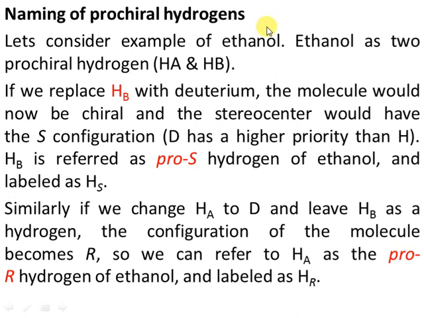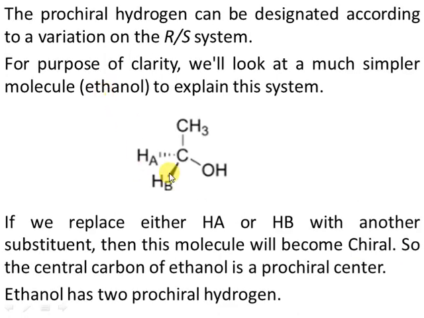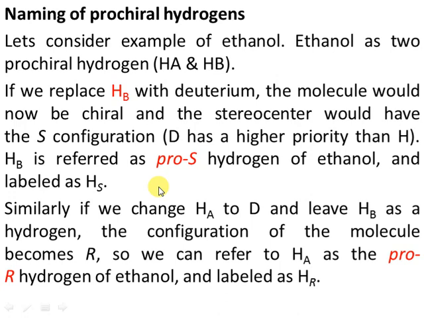Let's consider that we are naming the prochiral center, right? So let's assume that we replace HB, right? So this is HB, and we are replacing this HB with deuterium. Just imagine that there is a deuterium here, right? Then the molecule will become chiral, and the stereocenter will have an S configuration, right? S because deuterium has higher priority.